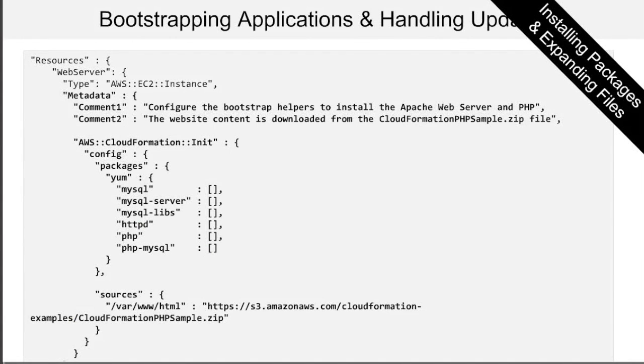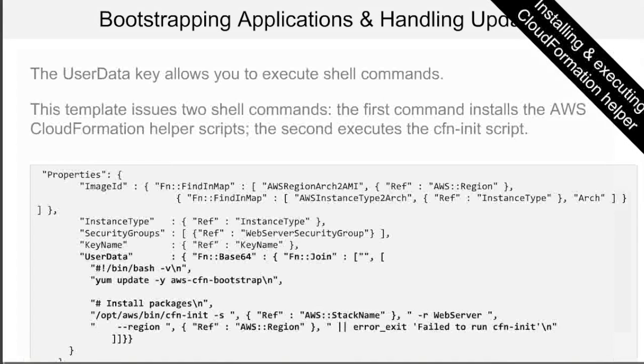In order to make use of these helper scripts, you have to do something, which I'm going to show you in a second. But in essence, helper scripts allow you to do things like manage packages that you might want to install into your EC2 instances, or expand source files that might contain application assets, static or dynamic, and do a number of other things as well, which we're going to come to in a second.